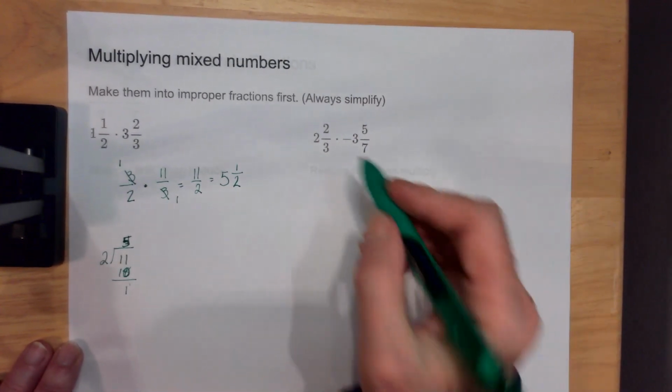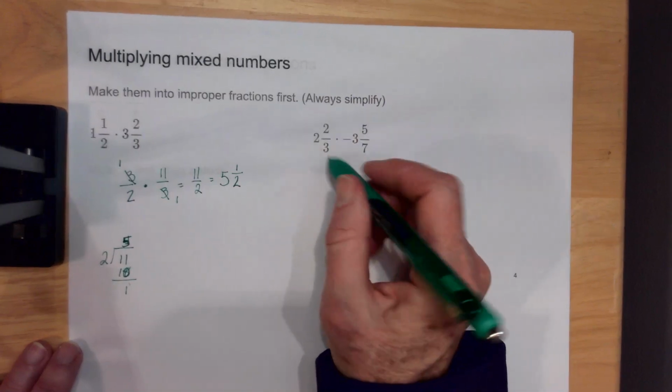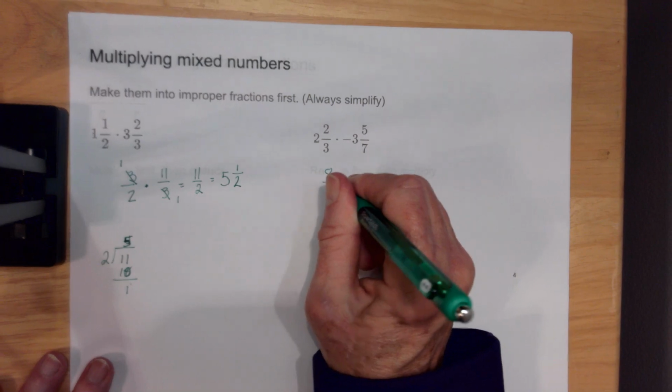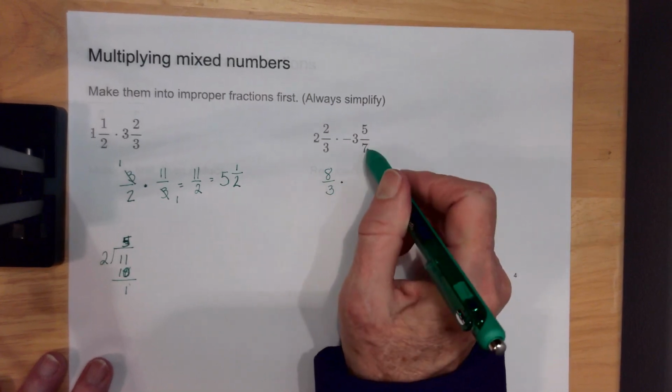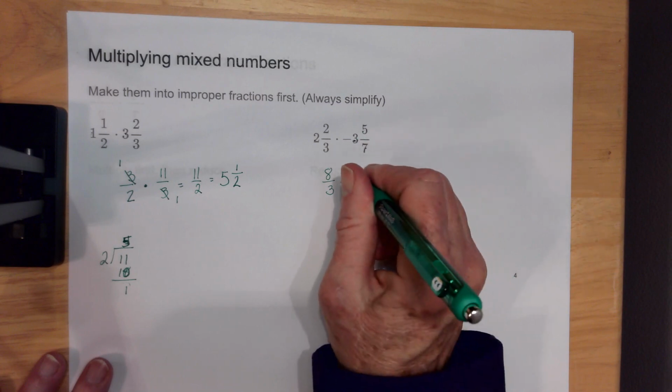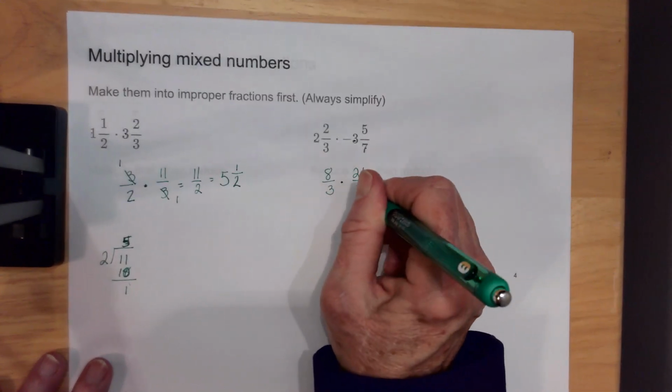Okay. This one, I make them into improper. 3 times 2 is 6, plus 2 more is 8. So I have 8 over 3. Times 7 times 3 is 21, plus 5 is 26. So I have 26 over 7.